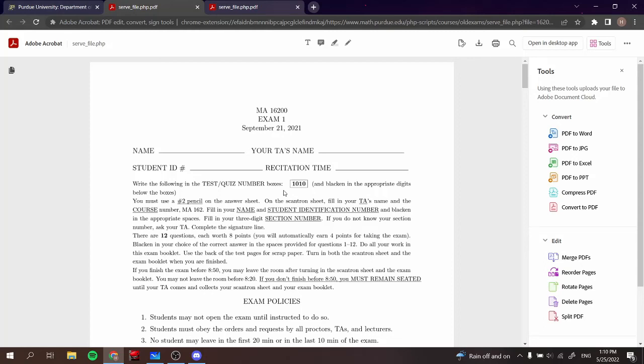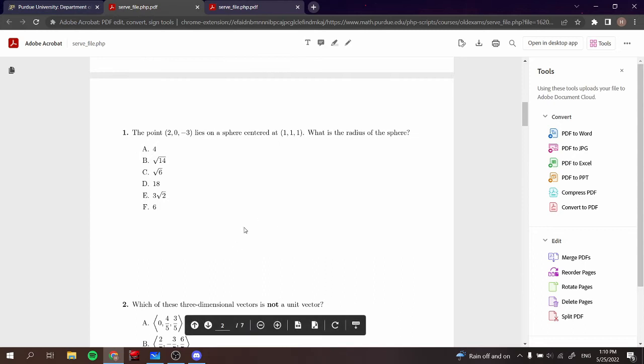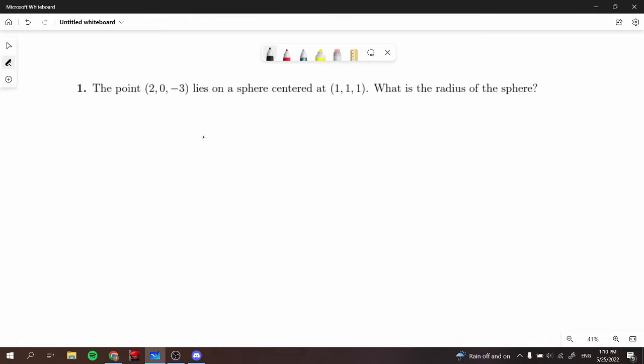So hello everyone. In this video, I will be going through the MA 162 exam 1 for fall 2021. So going on to the first question, we're asked to find the radius of a sphere given a point and the center of the sphere. So here, there's really two ways to think about this.